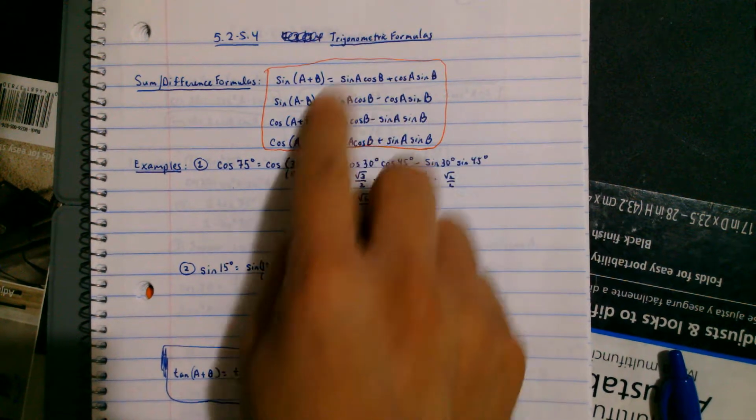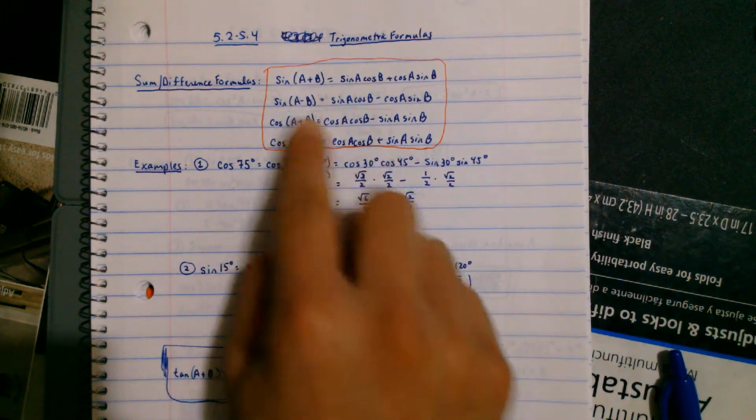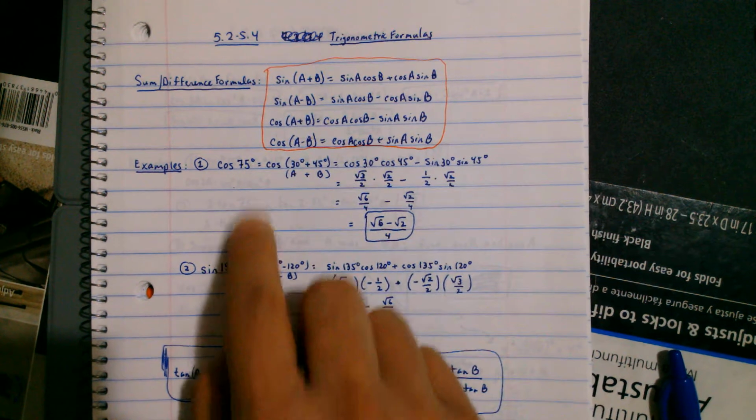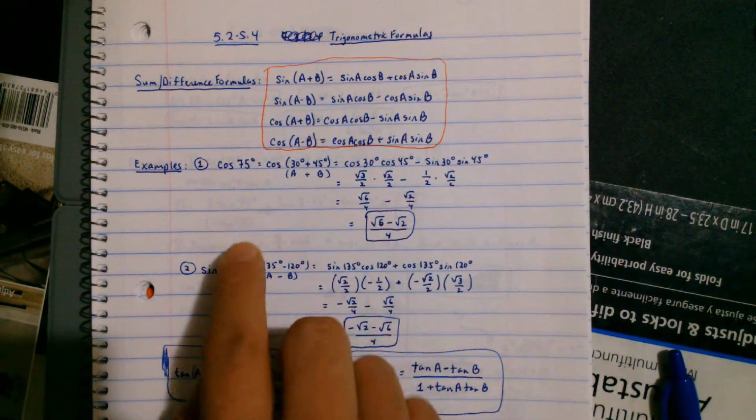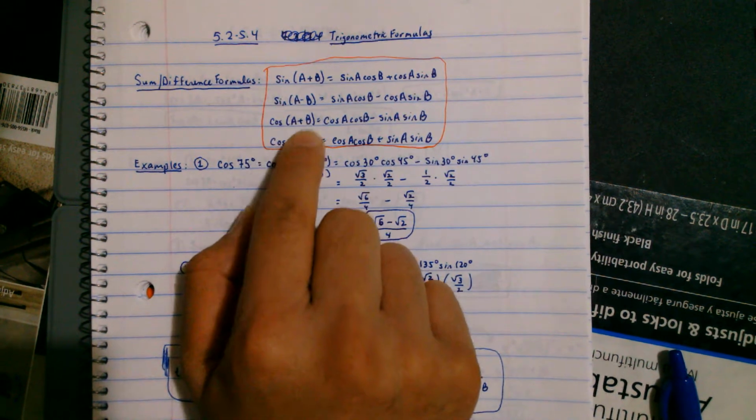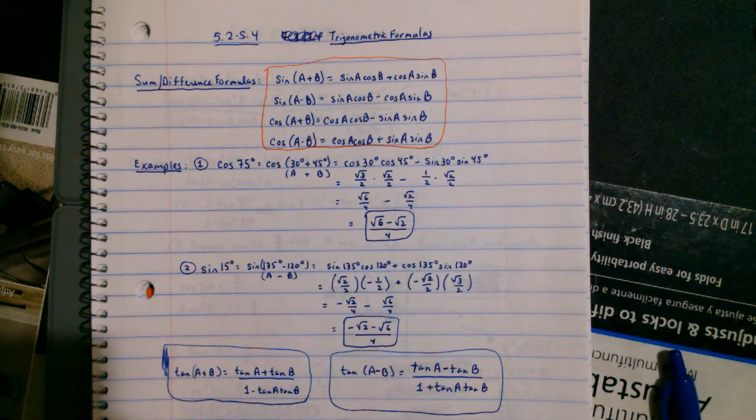Hold on to these formulas. Don't lose them. Keep them somewhere. Write them out. Make sure you have them. And so I'm going to do a couple problems here using these values. Using values that we can find trig functions for. And then we could plug this formula in. So cosine of 75.